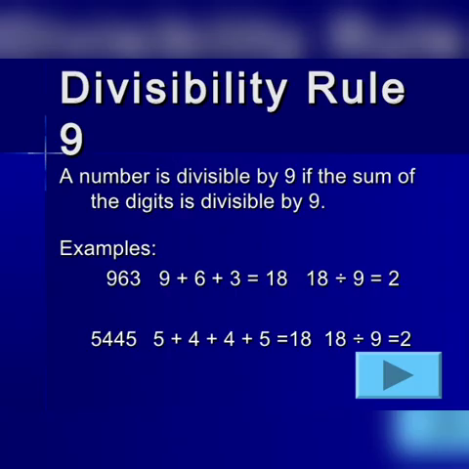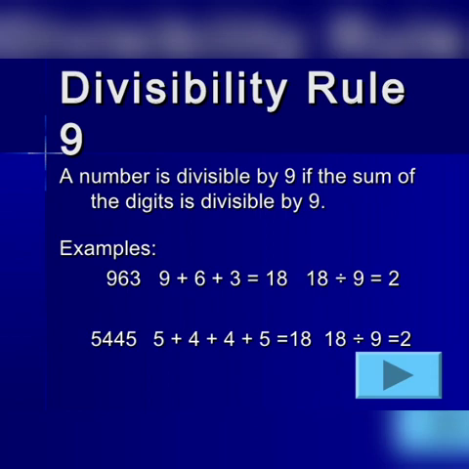Next comes the divisibility rule for number 9. A number is divisible by 9 if the sum of the digits is divisible by 9. Here we have to consider the sum of the digits, like for number 3. Example for that is 963. So first I am doing the sum here. 9 plus 6 plus 3, 18. 18 divided by 9 gives quotient 2 and remainder 0. Therefore 963 is divisible by 9.